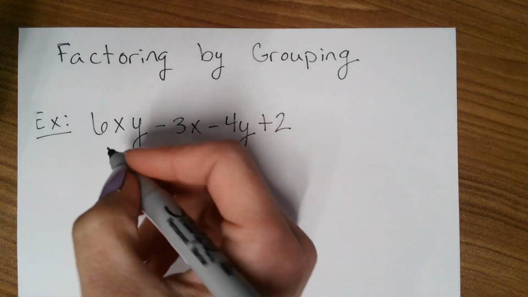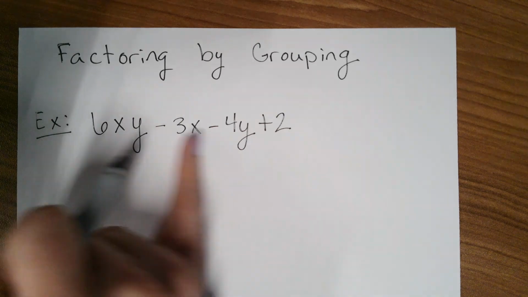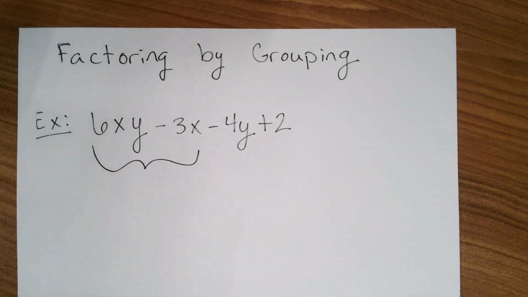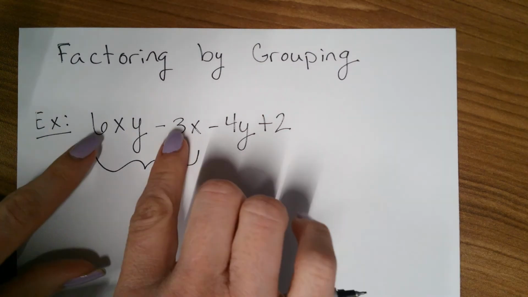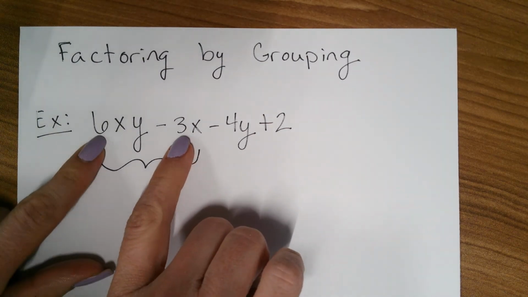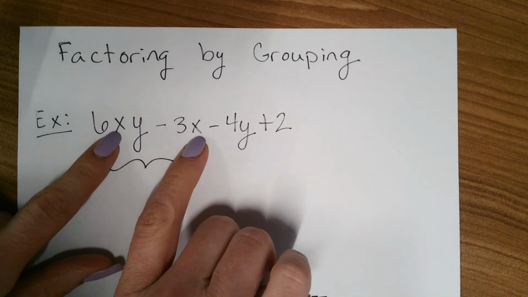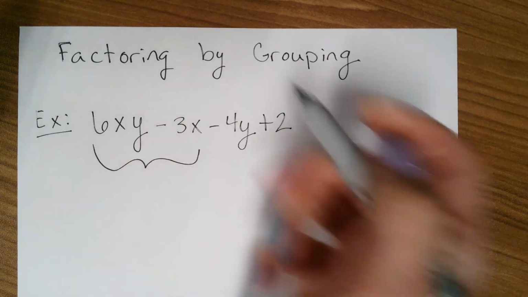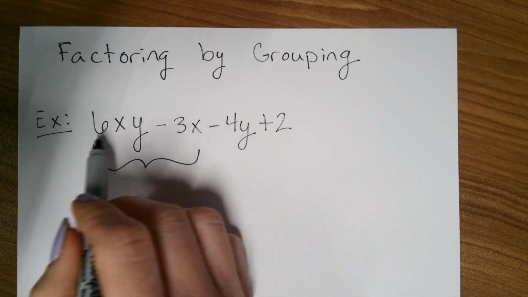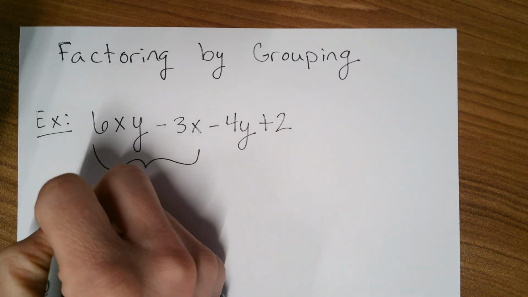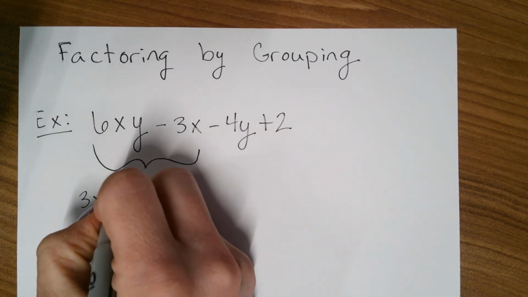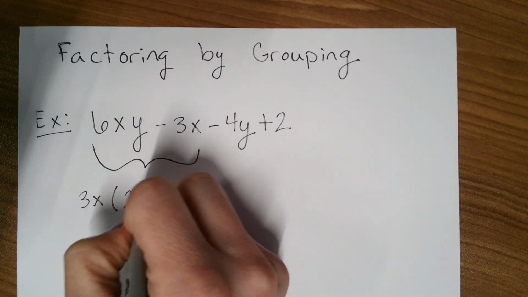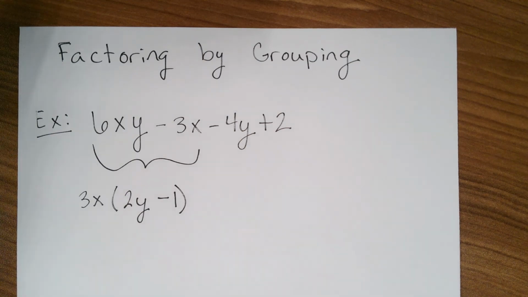So when I'm grouping, I want to take the first half, so in this case the first 2 terms, and pull out the GCF of just these 2 terms. I see with their coefficients, they're both divisible by 3, and they both have an X. They don't both have a Y, so it's not going to be in the GCF. So the GCF of these 2 terms, the first half of the terms, is going to be 3x. And I'm going to factor the 3x out. So that leaves me with 2y minus 1.